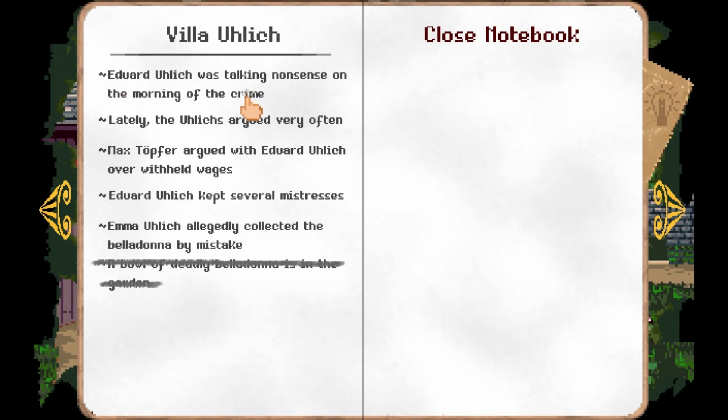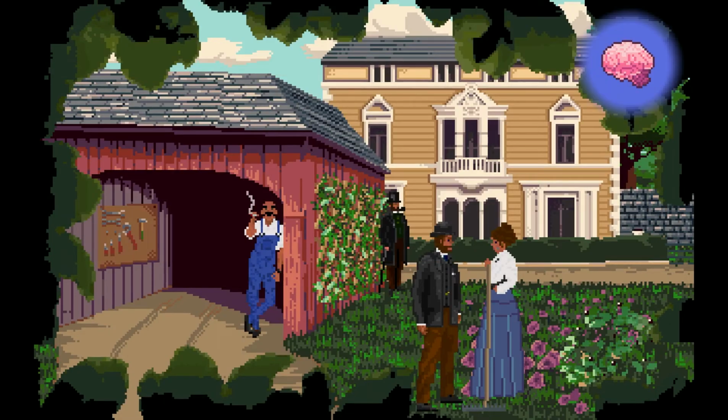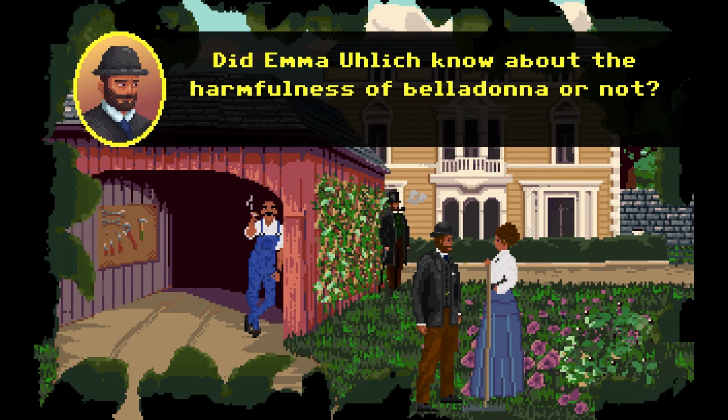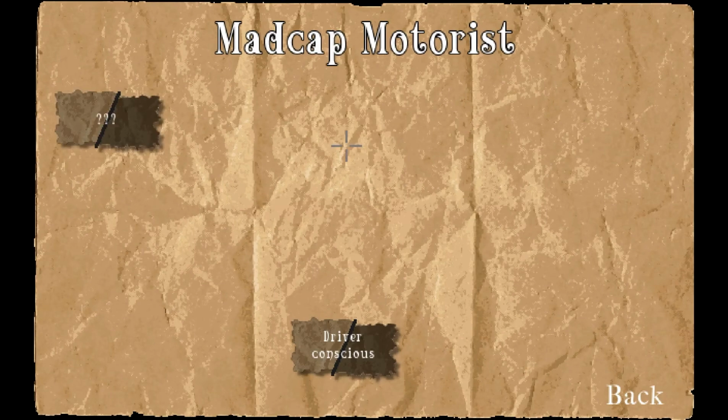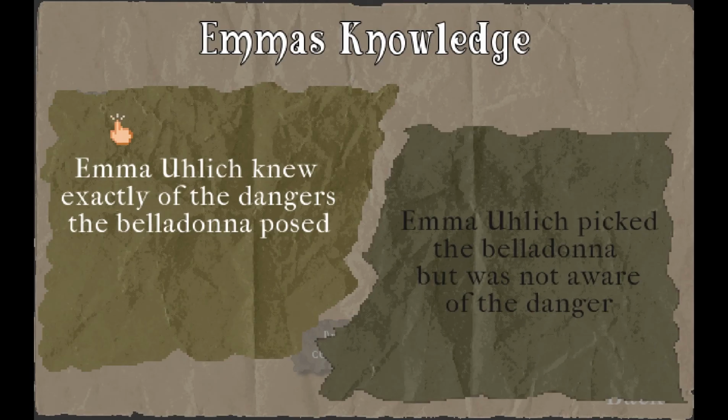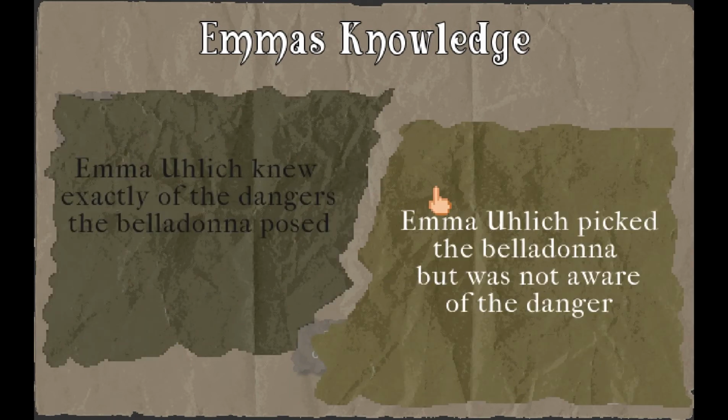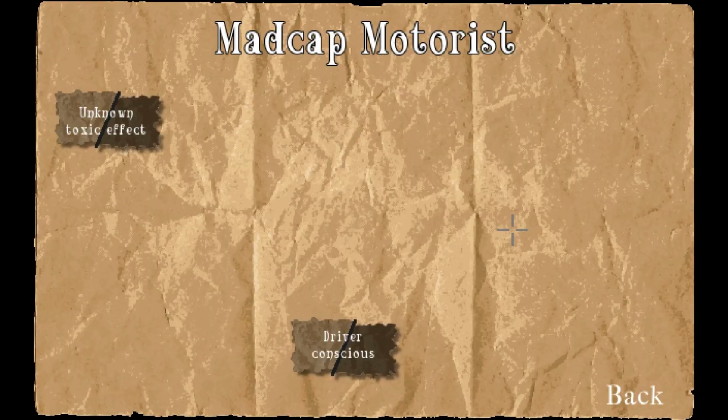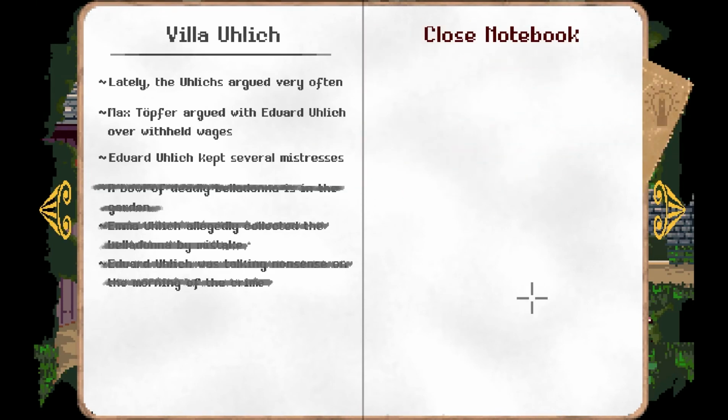But the nonsense on the morning of the crime she wouldn't acknowledge. Okay. Maybe he'd eaten the berries. Did Emma Ulrich know about the harmfulness of belladonna or not? How can we know that? Knew exactly of the dangers or picked it but was not aware of the danger. I was gonna say we don't know for now because we don't. But that was a good shout. And then we need to ask Max about this other stuff.